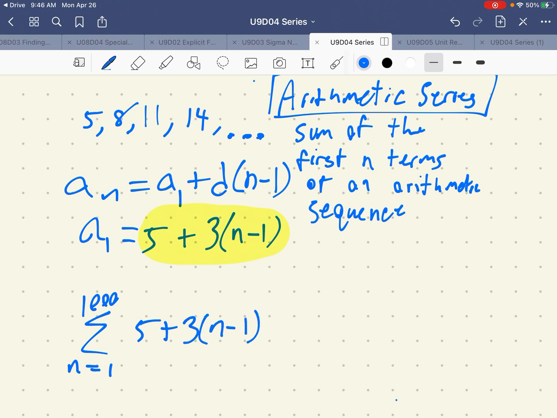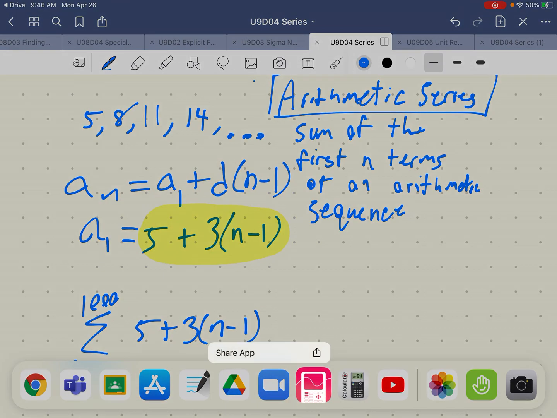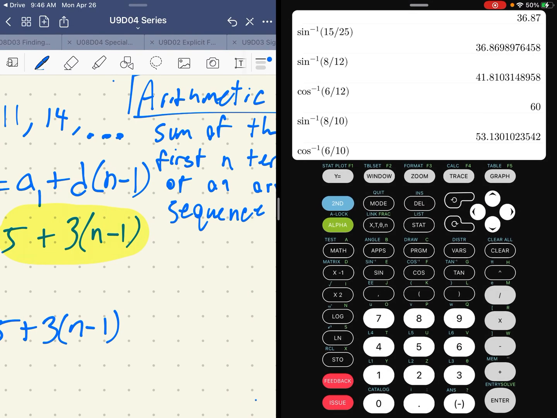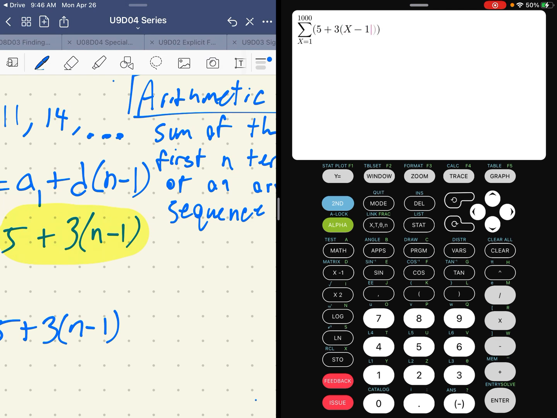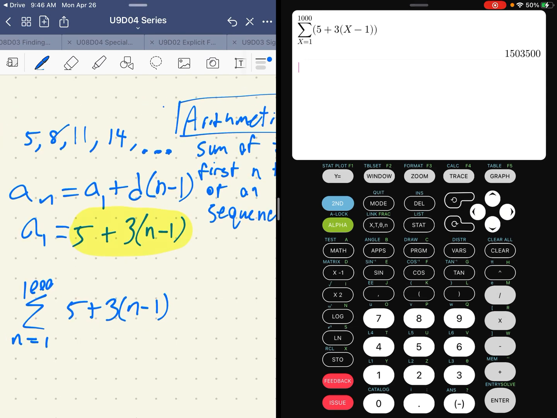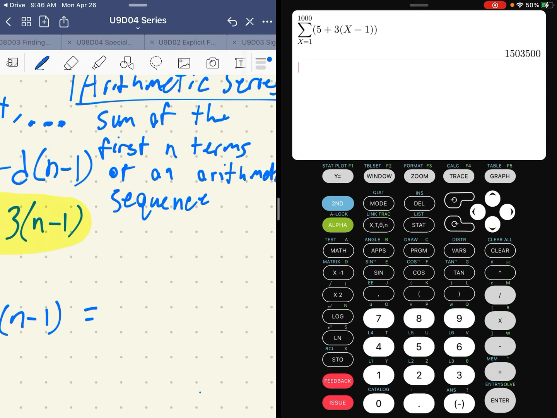So we're going to do that now using the calculator I have on this iPad here. We're going to do math sigma notation. I'm going to say x is equal to 1 up to 1,000 for 5 plus 3 times n minus 1, or x minus 1 in this case, and we'll get 1,503,500. So that is the sum of the 1,000 terms of the sequence.